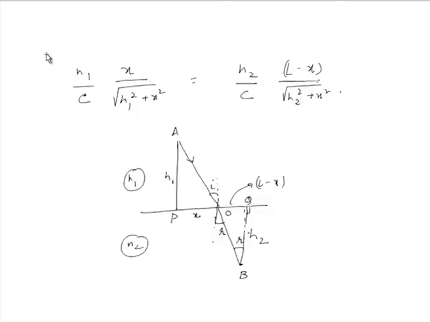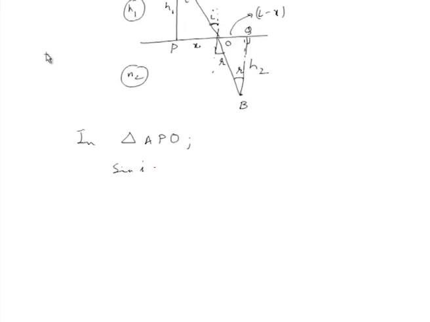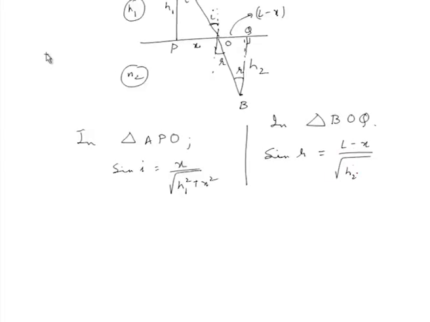Okay. Now, you have got a relation regarding the refractive index times x by some distance. So, let us find what that angle is. Oh, by the way, if this angle is the angle of incidence, the angle PAO, that angle is also i. So, in triangle APO, what do I have sin i to be? I have sin i to be x by the distance AO, which is nothing but root over h1 squared plus x squared. And in triangle BOQ, what is the sine of angle r? Well, sine of angle r is nothing but L minus x divided by root over h2 squared plus (L minus x) squared.